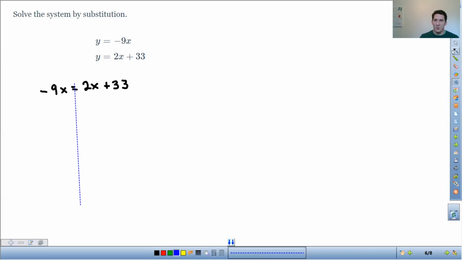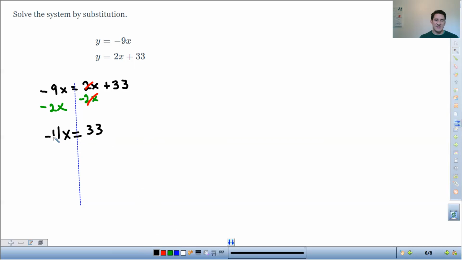So I'm going to start off. I need all the x's on the same side. I'm going to move the 2x over to the other side by subtracting 2x from both sides. So positive 2x minus 2x cancels out. Negative 9x minus 2x. So negative 9 is to the left of 0. When you subtract, you go further to the left. So you're further away from 0, it's going to be negative 11x is equal to 33.